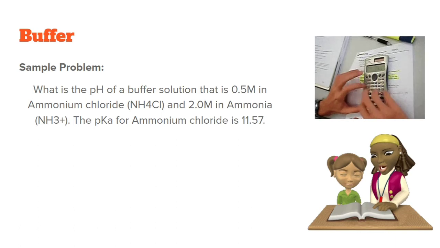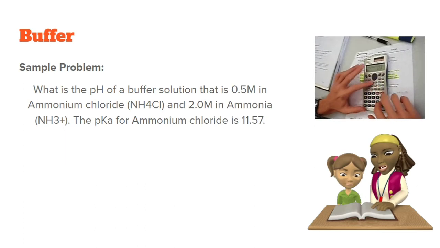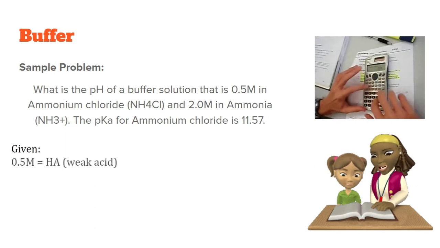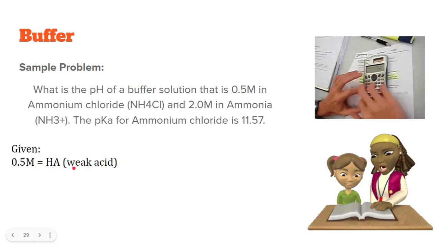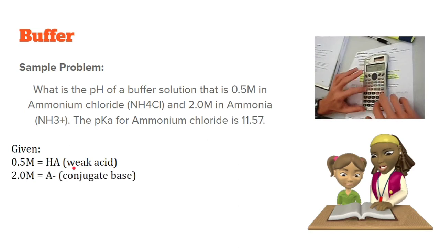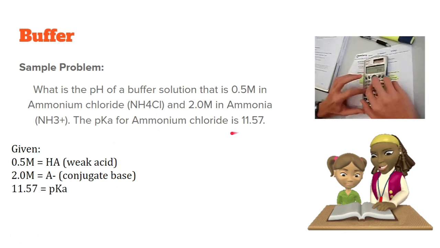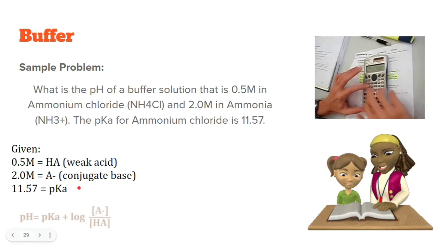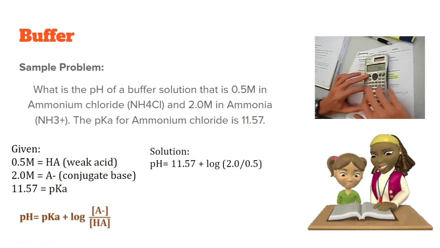So therefore, we can conclude that since we are given the pKa of ammonium chloride, the ammonium chloride is the weak acid in this problem. Ammonium chloride, 0.5 molar, is the weak acid. The 2.0 molar of ammonia is your conjugate base. And of course, the pKa is already given, which is 11.57. Use the Henderson-Hasselbalch equation. Just substitute.